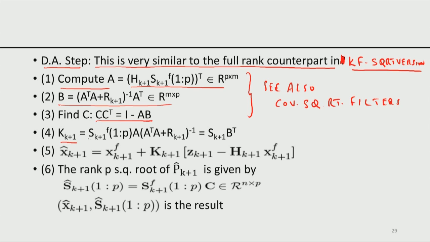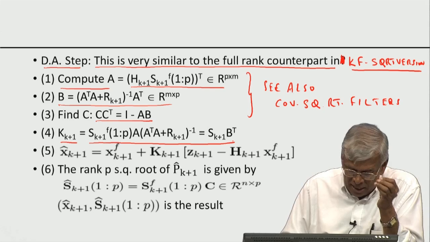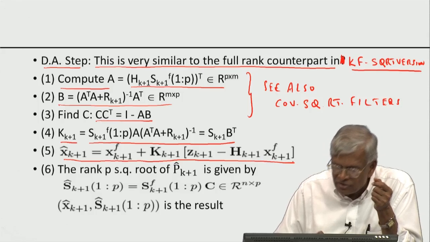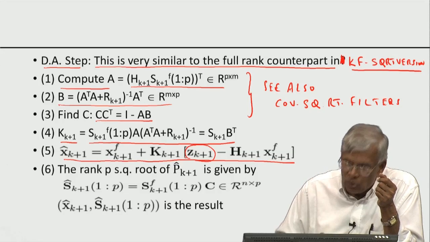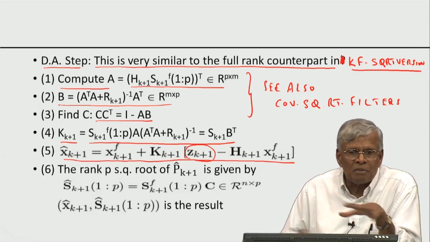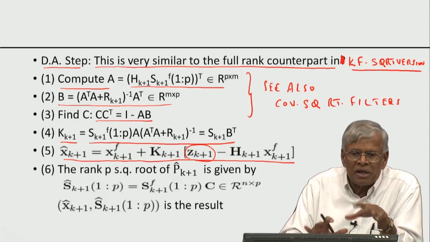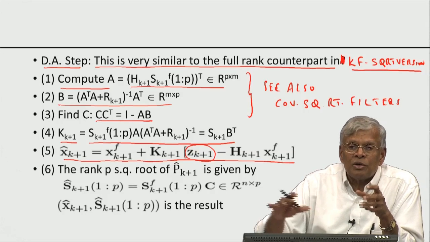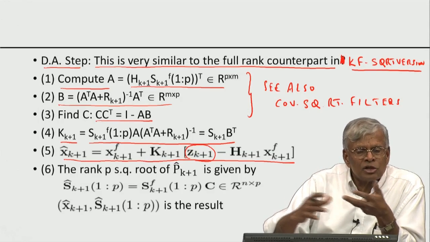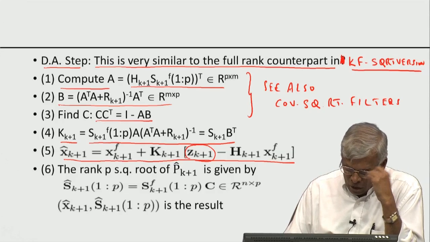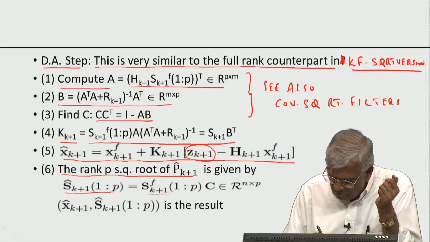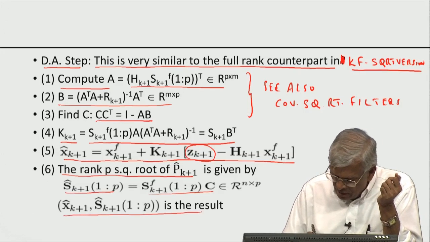So I can now give an expression for a reduced rank approximation to the Kalman gain. If I have a reduced rank approximation to the Kalman gain, I have a reduced rank update. Please understand here I am using only one observation because there is no ensemble in here. It is simply a deterministic reduced rank implementation as opposed to ensemble methods for reduced rank implementation, which could be either stochastic or deterministic. So the rank p square root of P_{k+1} is given by this, which is given by C, and this is the end result.